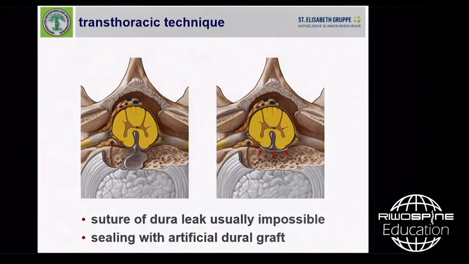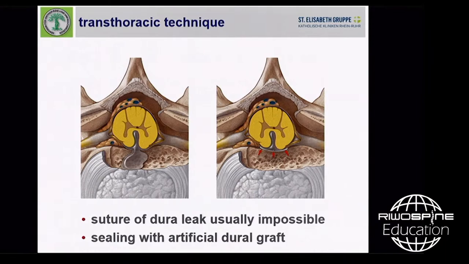Leakage of the dura, you can have that, especially when you use a transthoracic approach. Normally, then you have these giant herniations, and there's a high percentage of dural leakage, and it's the same like in open surgery, a direct suturing or something is not possible, so just cover it with an artificial dura or something.